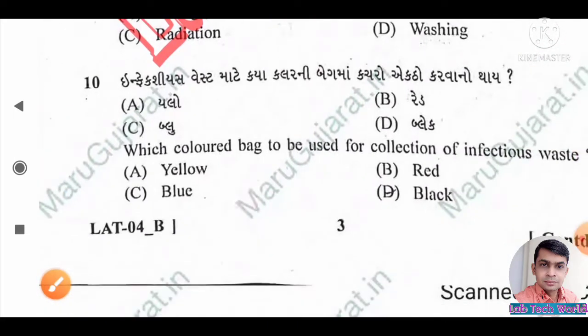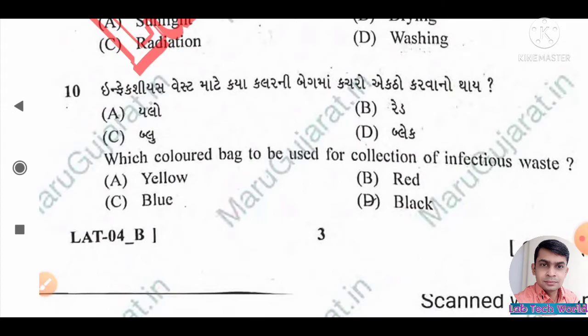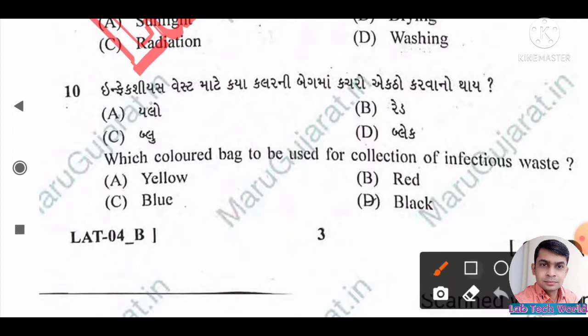Move to the next question, number 10. Which colored bag to be used for collection of infectious waste? Options A yellow, B red, C blue, D black. And the correct answer for this question, it is red colored bag that is used for discarding infectious waste or collection of infectious waste. So option B is the correct answer for this question.